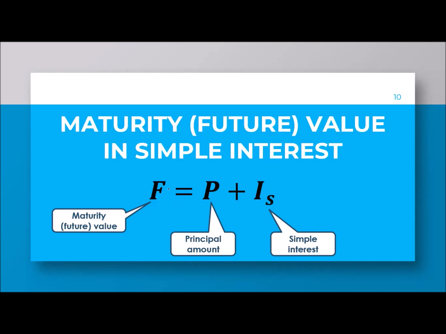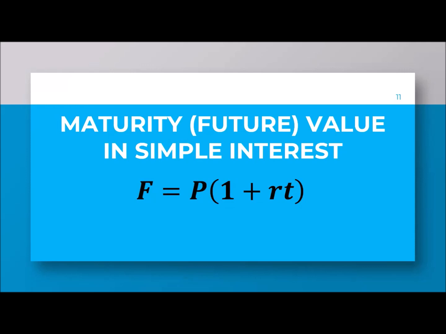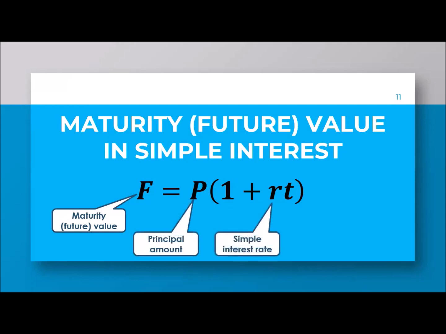So, yun na yung maturity value natin. Pero kapag kailangan mo pang computein yung simple interest, ito yung isa pang formula para diretso na. So, ang maturity value ay F, ang P ay principal amount, times the quantity 1 plus RT. R represents the simple rate, and T is the term or time in years. So, kahit ano dyan ang gamitin natin, we will come up with the same answer.